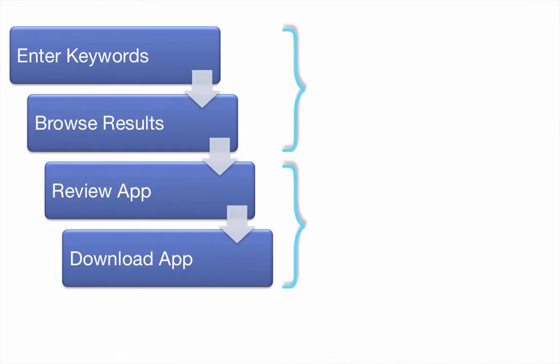We have just seen that the act of searching for an application in the App Store can be broken down into 4 different steps. The first one, someone is going to be entering one or multiple keywords, then browsing through the results, reviewing a particular application in detail, and then downloading the application. Based on those 4 different steps, what do we need to do as app publishers to get downloads for our applications?